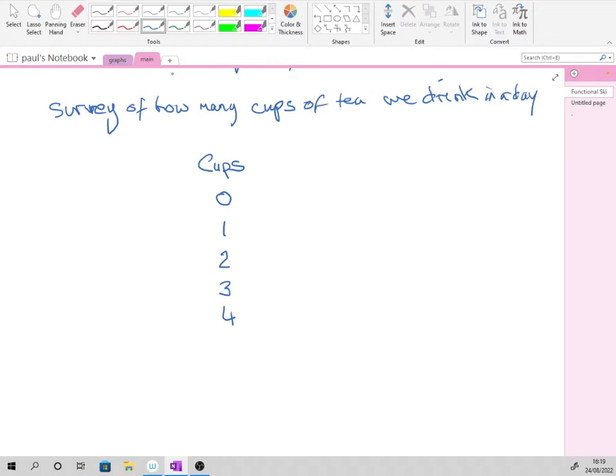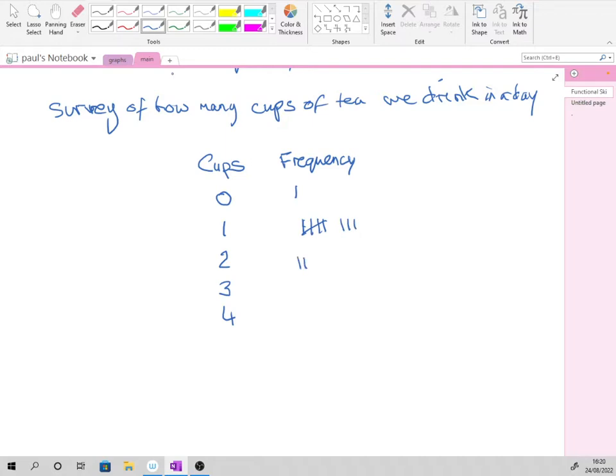Okay, so then we have a column called the frequency. Now this is how often something occurs. So we go around and we ask all the people, excuse me, can you help me? How many cups of tea do you drink in a day? And they say, oh, I only drink 1 cup of tea. So you put one there. Then the next person says no cups of tea. And the next person says 1 cup of tea. And you build them up until you get lots of different numbers there.